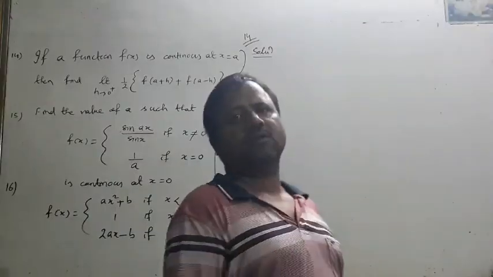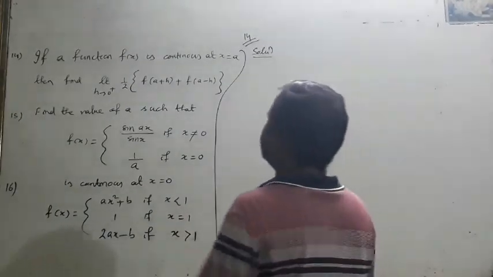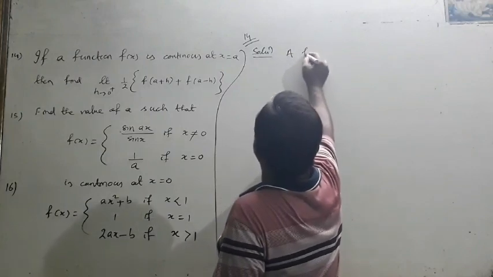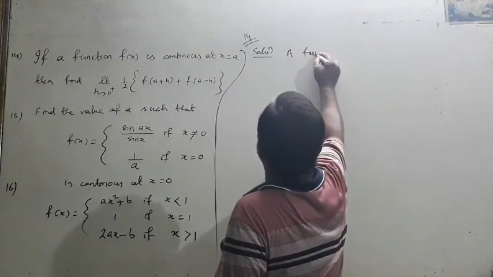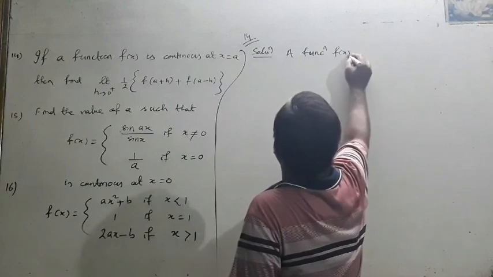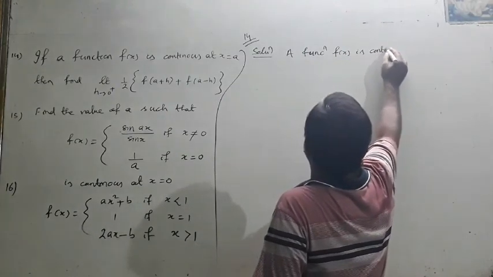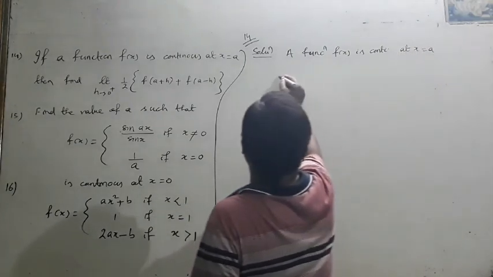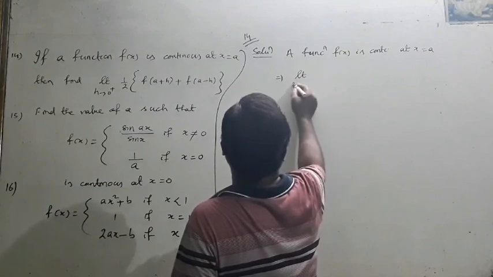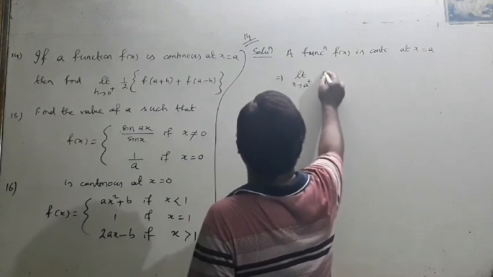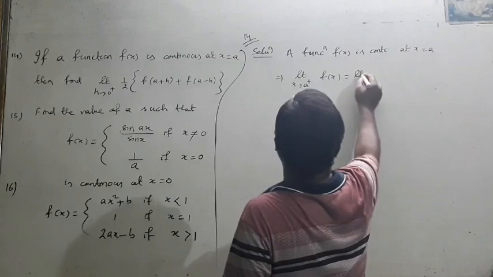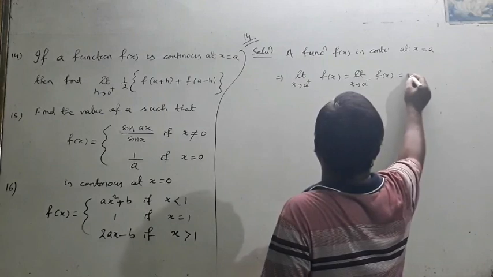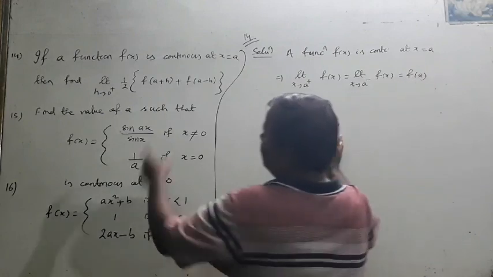Okay. Here it is a different approach problem, that is problem number 14. A function f(x) is continuous at x is equal to a. Means what? This implies limit x tends to a plus of f(x) is equal to limit x tends to a minus of f(x) is equal to f(a). It is a different approach problem.